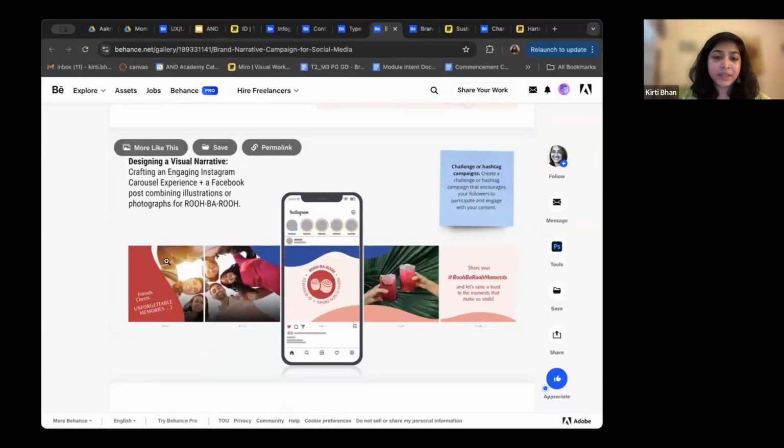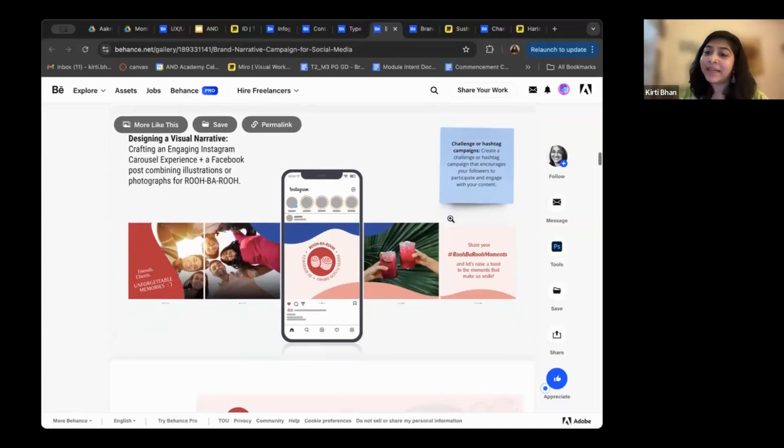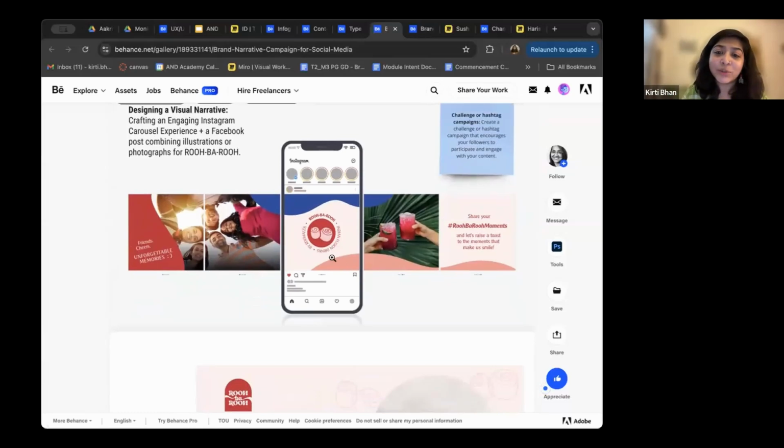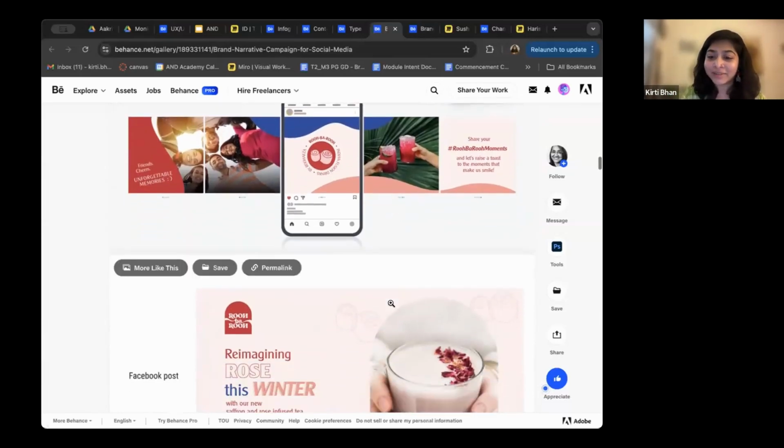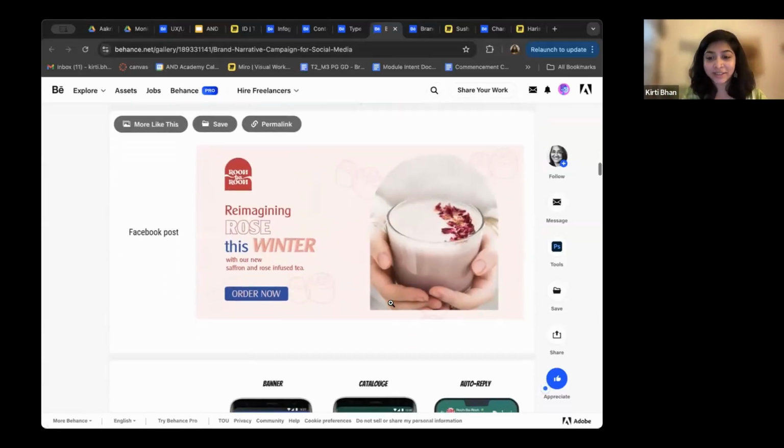Then again, this visual narrative of a carousel post, where you can see that the learners are also highlighting their learnings, what they are doing and why they are doing it, in the form of a keynote, which is nice. So she's creating a hashtag campaign, which encourages followers to participate and engage with the content. Which is what community building is. As a graphic designer, she's thinking strategically like that.